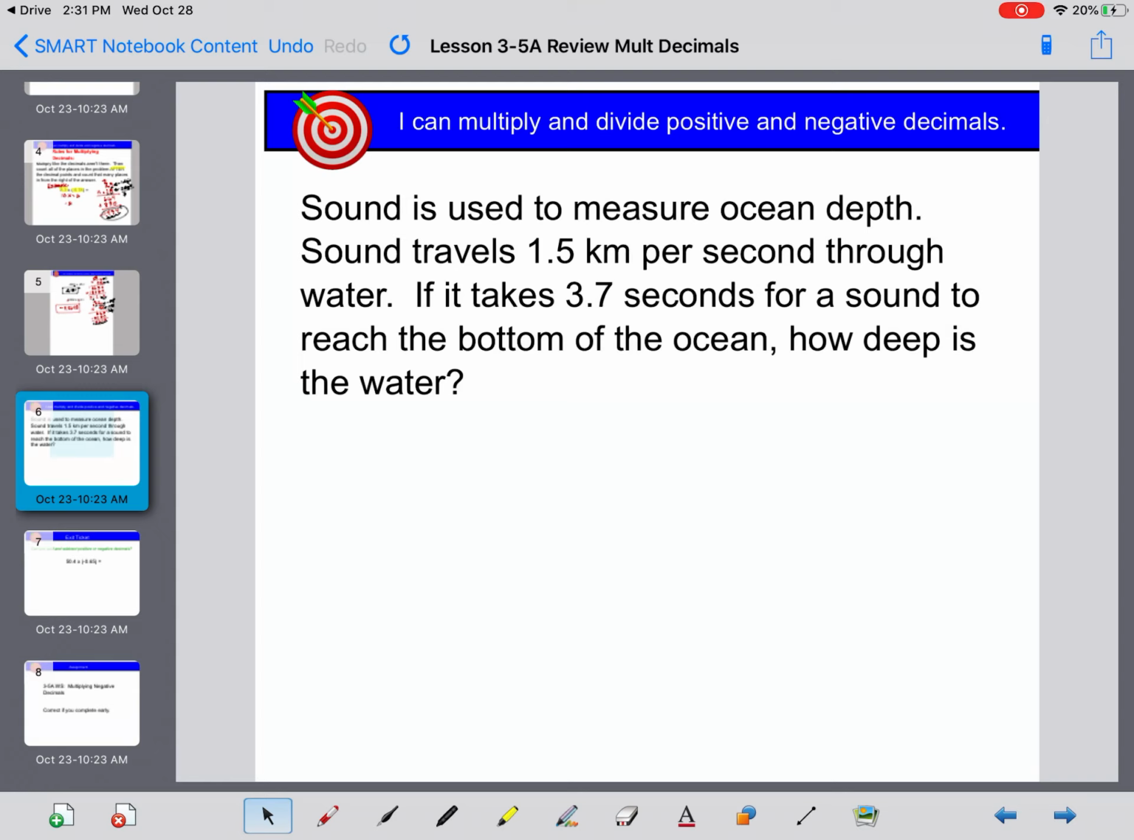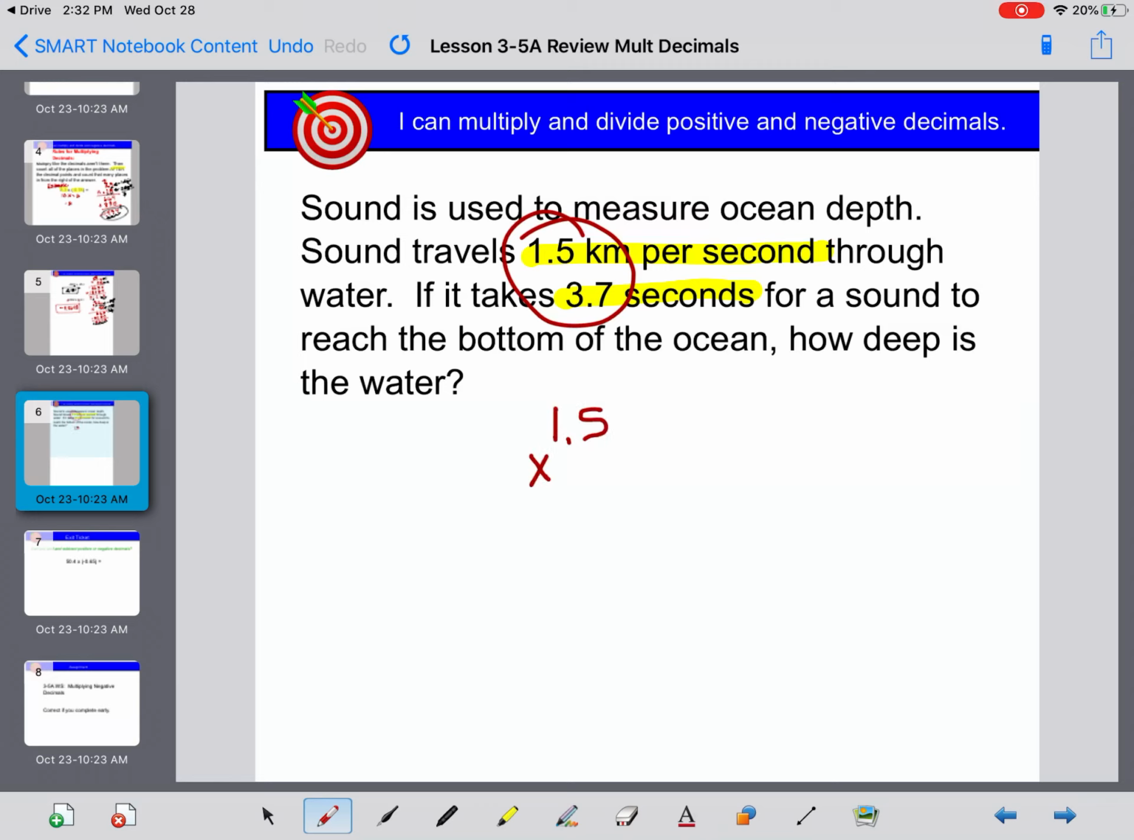All right. Sound is used to measure ocean depth. Sound travels 1 5/10 kilometers per second through water. It takes 3 7/10 seconds for a sound to reach the bottom of the ocean. How deep is the water? Okay, let's try that one more time. Sound is used to measure ocean depth. Sound travels 1.5 kilometers every second through the water. If it takes 3 7/10 seconds for sound to reach the bottom of the ocean, how deep is the water in that location? I need to multiply these two numbers together.